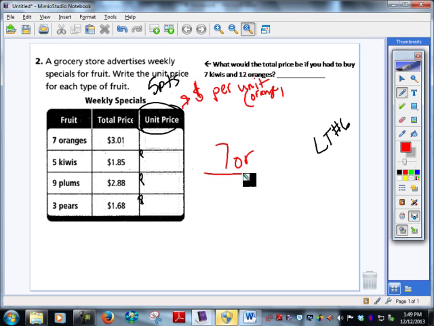7 oranges for $3.01. I see people doing this, and it's wrong. And they go like this. Why is that incorrect? Because the 1 always has to be in the second term. The per whatever you're finding it up, per ounce, per orange, per whatever. You have to make sure that per whatever is in the second term of the ratio.